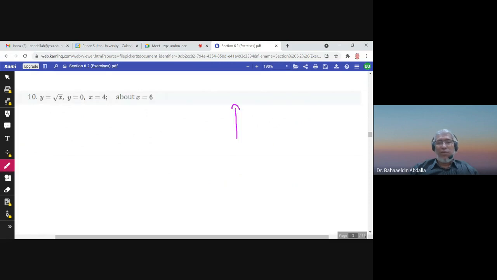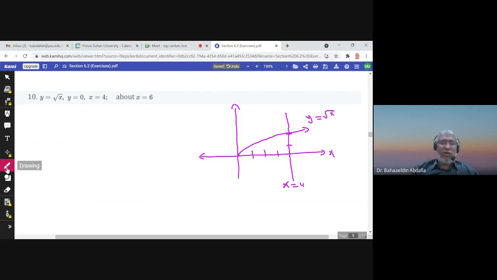Another question, y is 0, that's the horizontal axis. X is 4, that's this line, the vertical line. Y equals square root of x. If x is 4, y is 2, and 0, 0. So this is the equation of y equals square root of x. And this is the region we need to find.